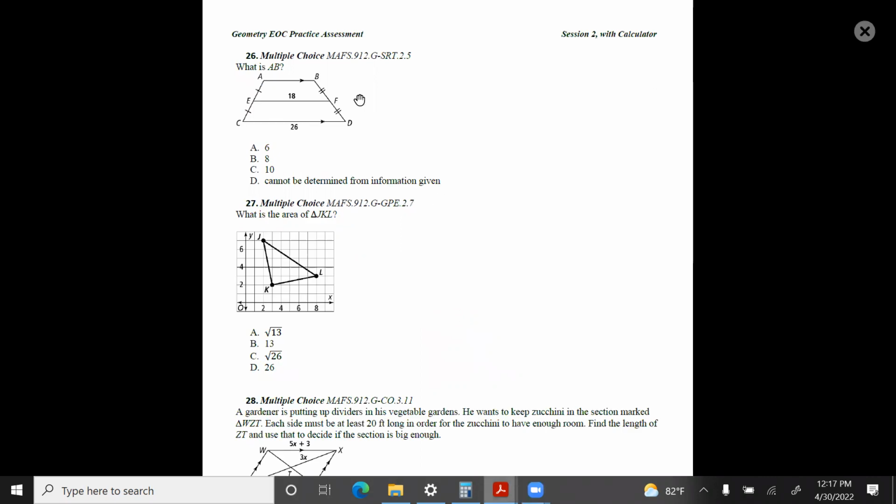All right, now we're on 26. 26 is a trapezoid. What is AB? So they want this top length. They gave us the base at the bottom. They gave us a mid segment. It's connecting the two midpoints of the sides. So the mid segment is the average of the two bases.